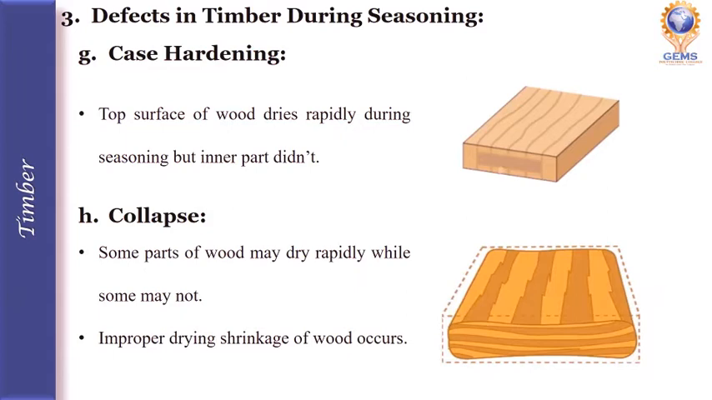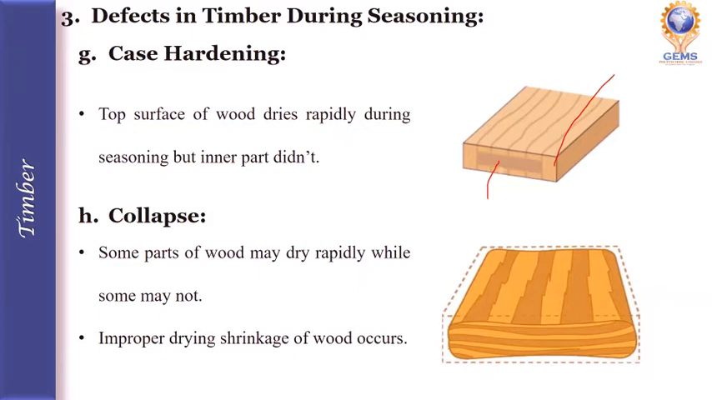The seventh one is case hardening. Case hardening is nothing but the top surface of the wood drying rapidly during seasoning, but the inner part doesn't dry as much as the top surface. So the outer part will be dried and harder, and the inner part will not be dried that much. That type of defect is called case hardening.